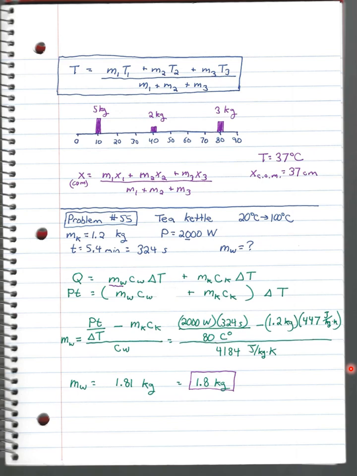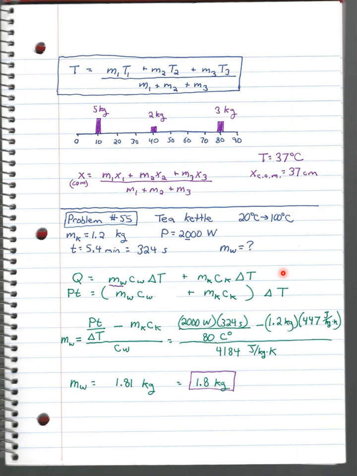So I've written down that the temperature is going from 20 to 100 degrees Celsius. We have the mass of the kettle, M sub K. The power is 2,000 watts. And the time, it says, is 5.4 minutes. We'll convert that to 324 seconds. And we can calculate what is the mass of the water. And we're going to start by saying Q equals MWCW delta T plus MKCK delta T.